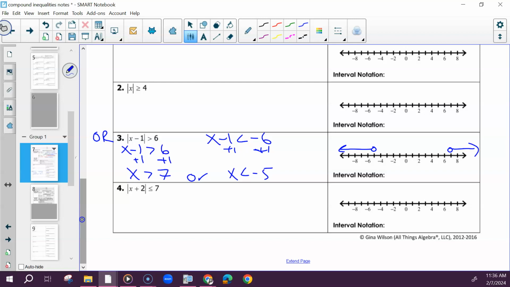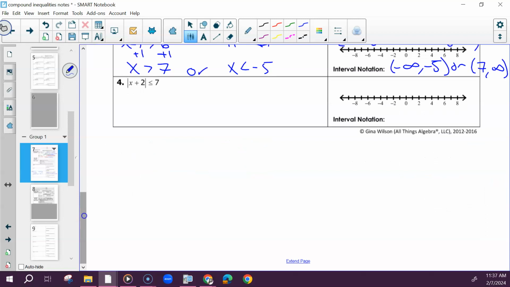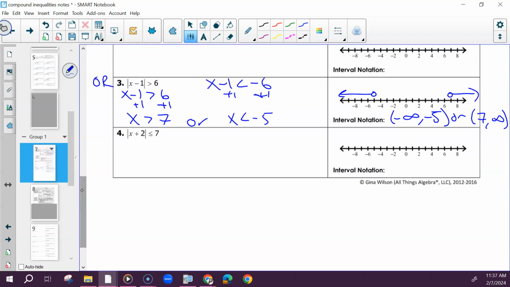And then how would we write that in interval notation? Negative infinity, negative 5, parentheses, or 7, infinity, all in parentheses. Correct. So everything's in parentheses: negative infinity to negative 5, or 7 to infinity, all in parentheses. Do we have any questions on that one before we do 4?